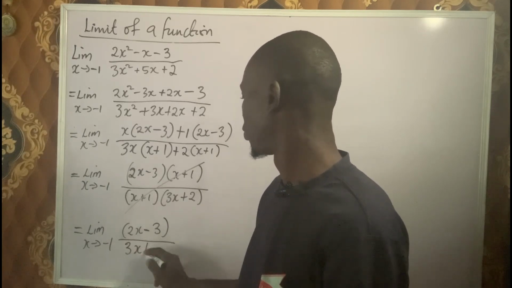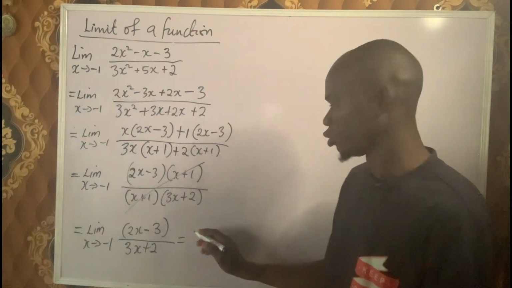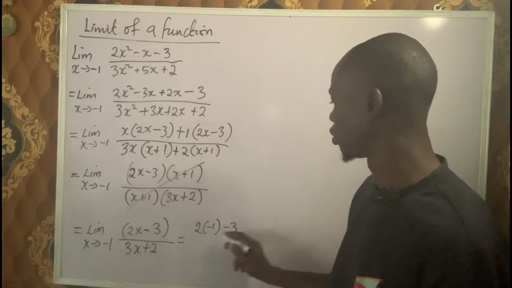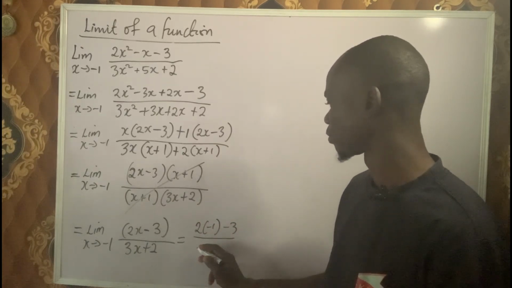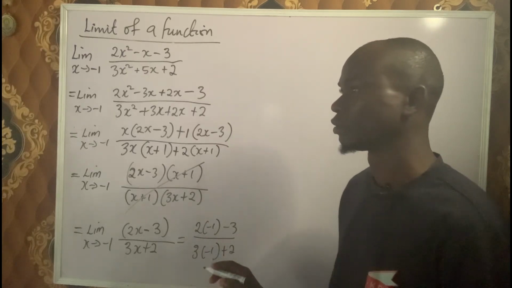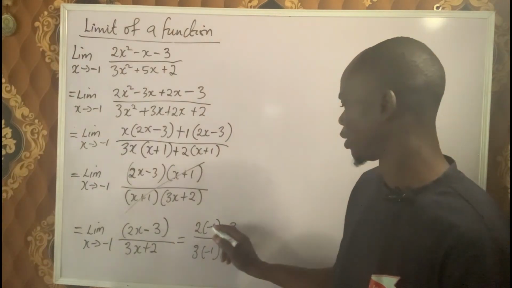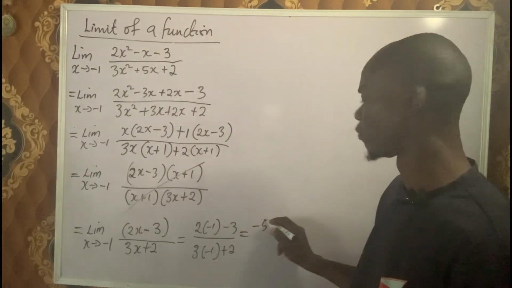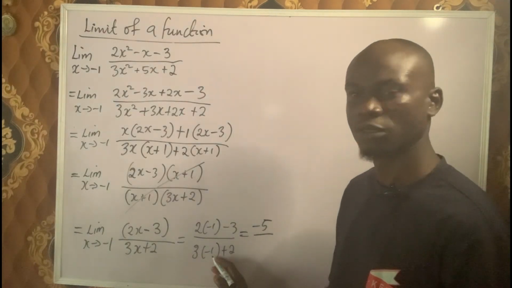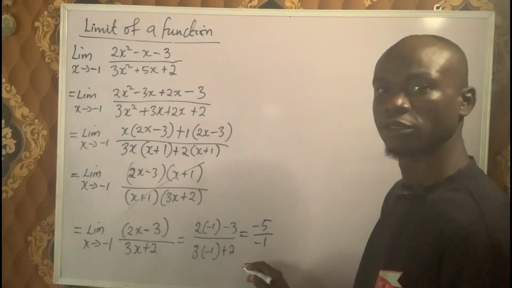Now if we substitute, we are going to have 2 bracket minus 1 minus 3 all over 3 bracket minus 1 plus 2. 2 times minus 1 will give us minus 2. Minus 2 minus 3 will give us minus 5 over 3 times minus 1 will give us minus 3. Minus 3 plus 2 will give us minus 1. So our final answer is 5.